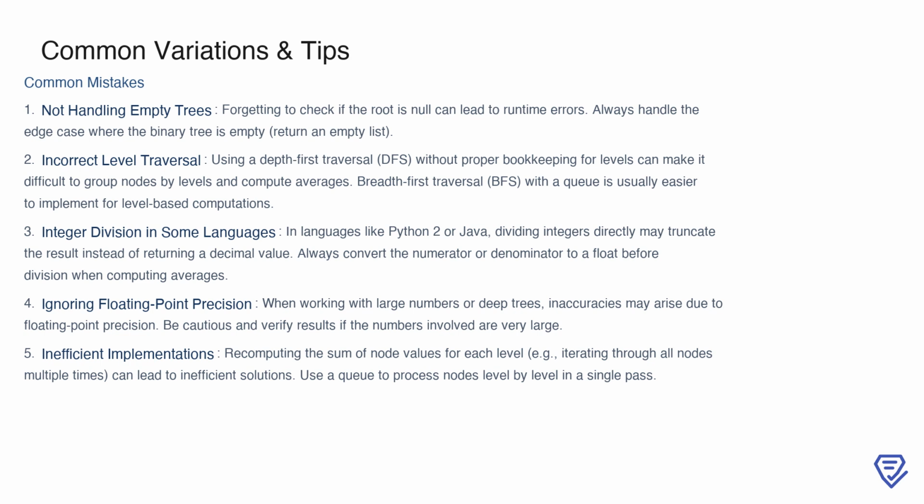To ensure you get a precise average, always convert either the numerator or denominator to a floating point number before dividing. Additionally, floating point precision errors can become significant when working with very large numbers or deep trees, so take care to verify your results if you suspect inaccuracies. Finally, watch out for inefficiencies in your implementation. For example, repeatedly summing nodes for each level can result in unnecessary computations. Instead, use a queue to process the nodes efficiently in one pass, which is both faster and simpler to manage.